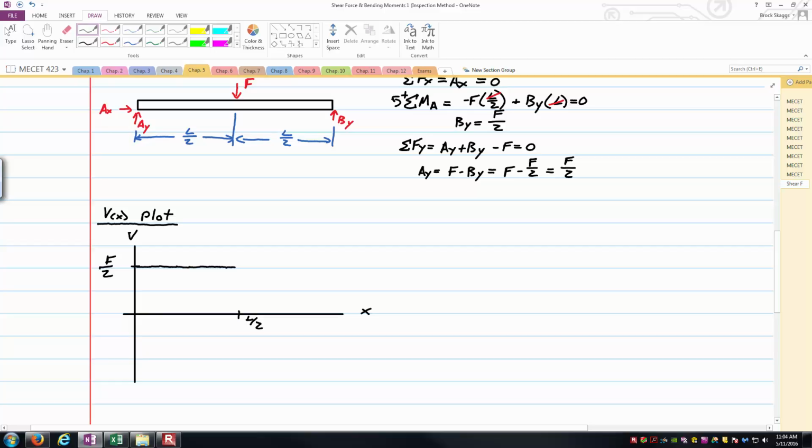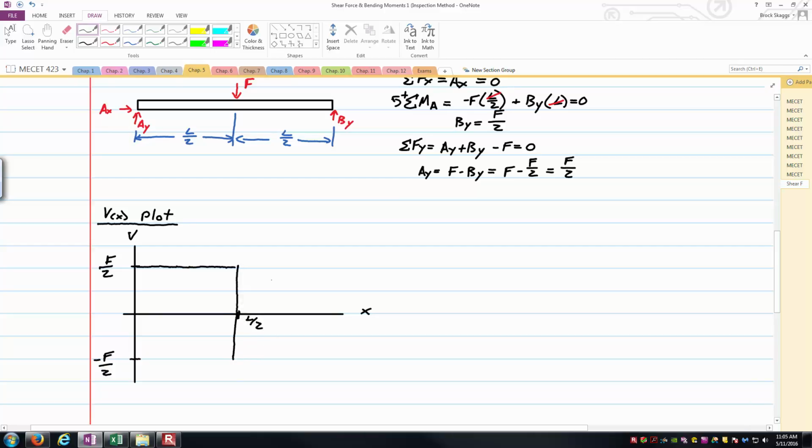And so then we get over to L over 2, and what happens? Well, we've got a concentrated force here with a magnitude F. What that's going to cause is a sudden change in the shear diagram, a discontinuity, where the shear diagram is all of a sudden going to drop from F over 2 down to negative F over 2. The amount that it drops is equal in magnitude to the externally applied force, in this case F. Taking a half an F minus F gets me to negative F over 2. So we've got this sharp drop right at L over 2.